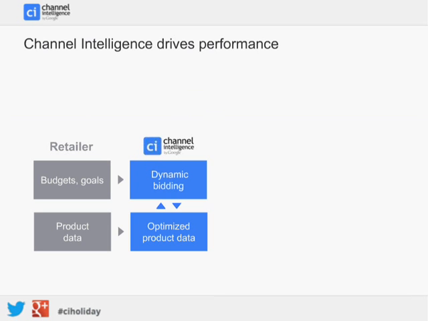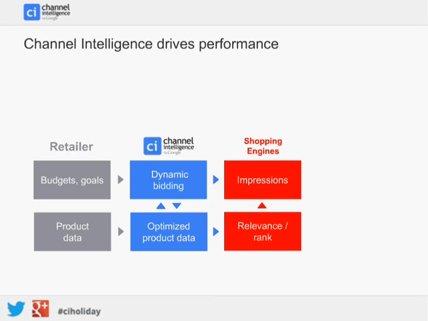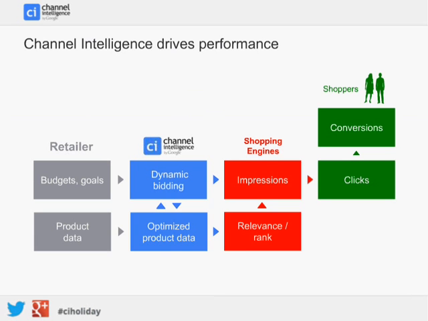Channel Intelligence also has a dynamic bidding platform that Channel Intelligence account managers use to manage campaigns on behalf of retailers. By putting together optimized product data and Channel Intelligence's dynamic bidding, we're able to improve the relevance and the rank for retailers by optimizing their data and by dynamically bidding on products so that impressions are optimal and conversion rates improve, so that clicks and conversions overall are better for retailers.